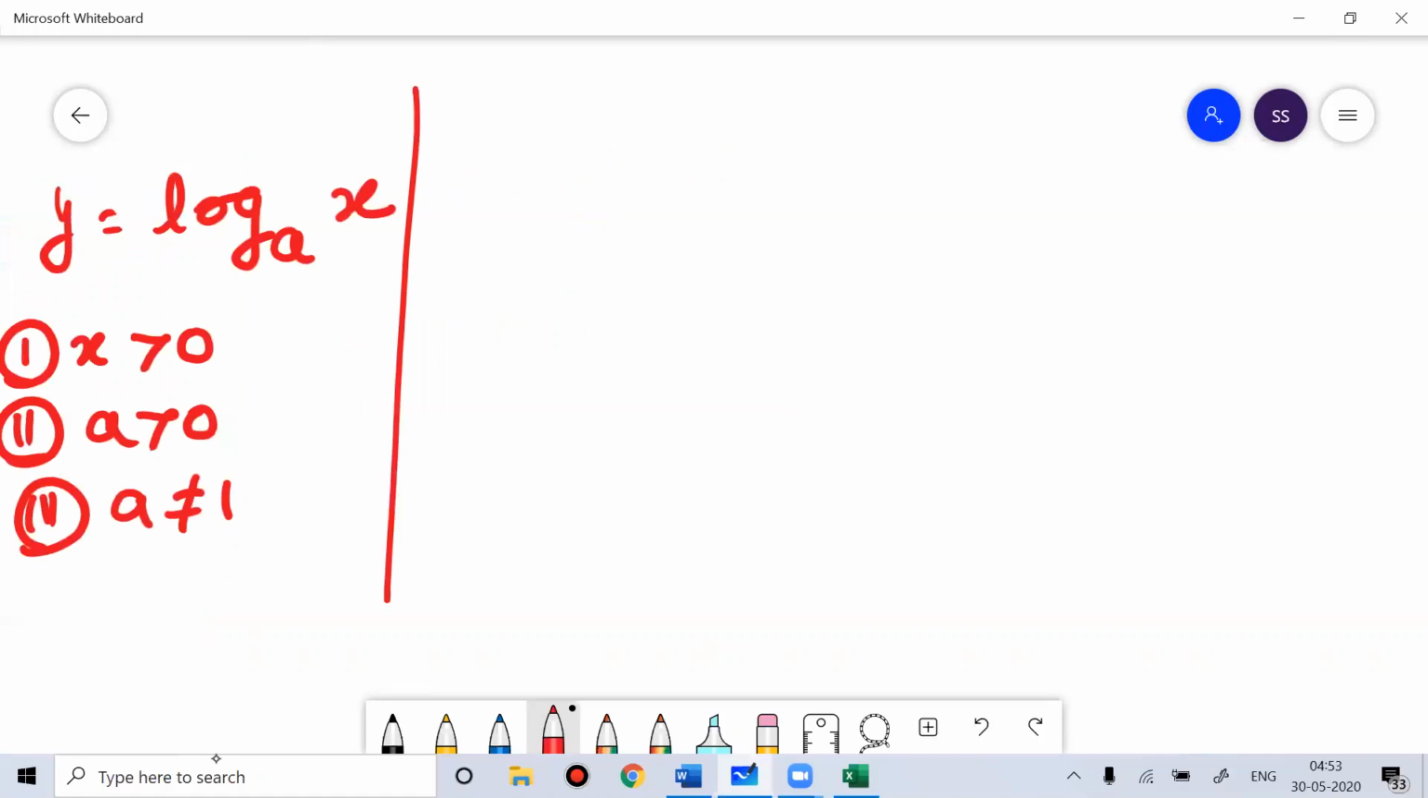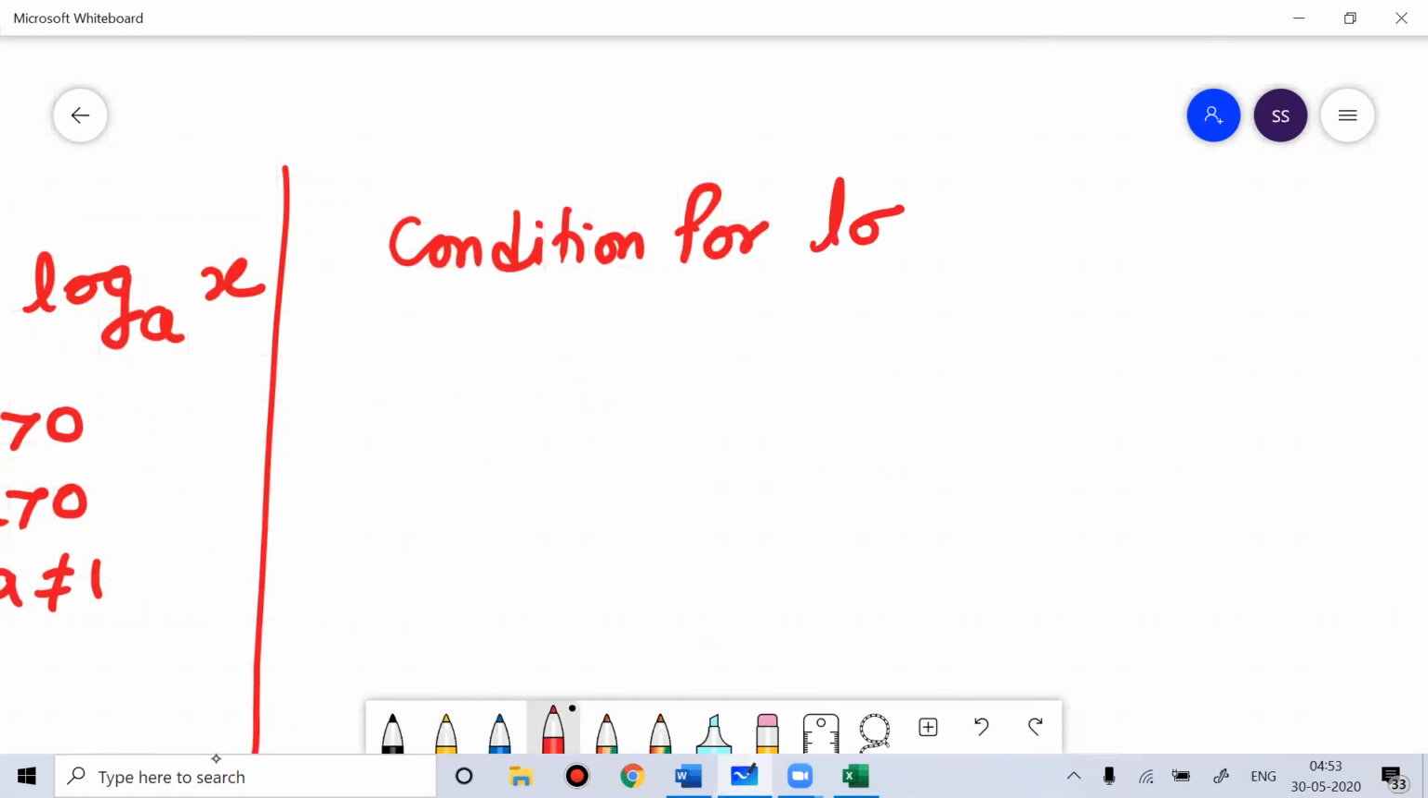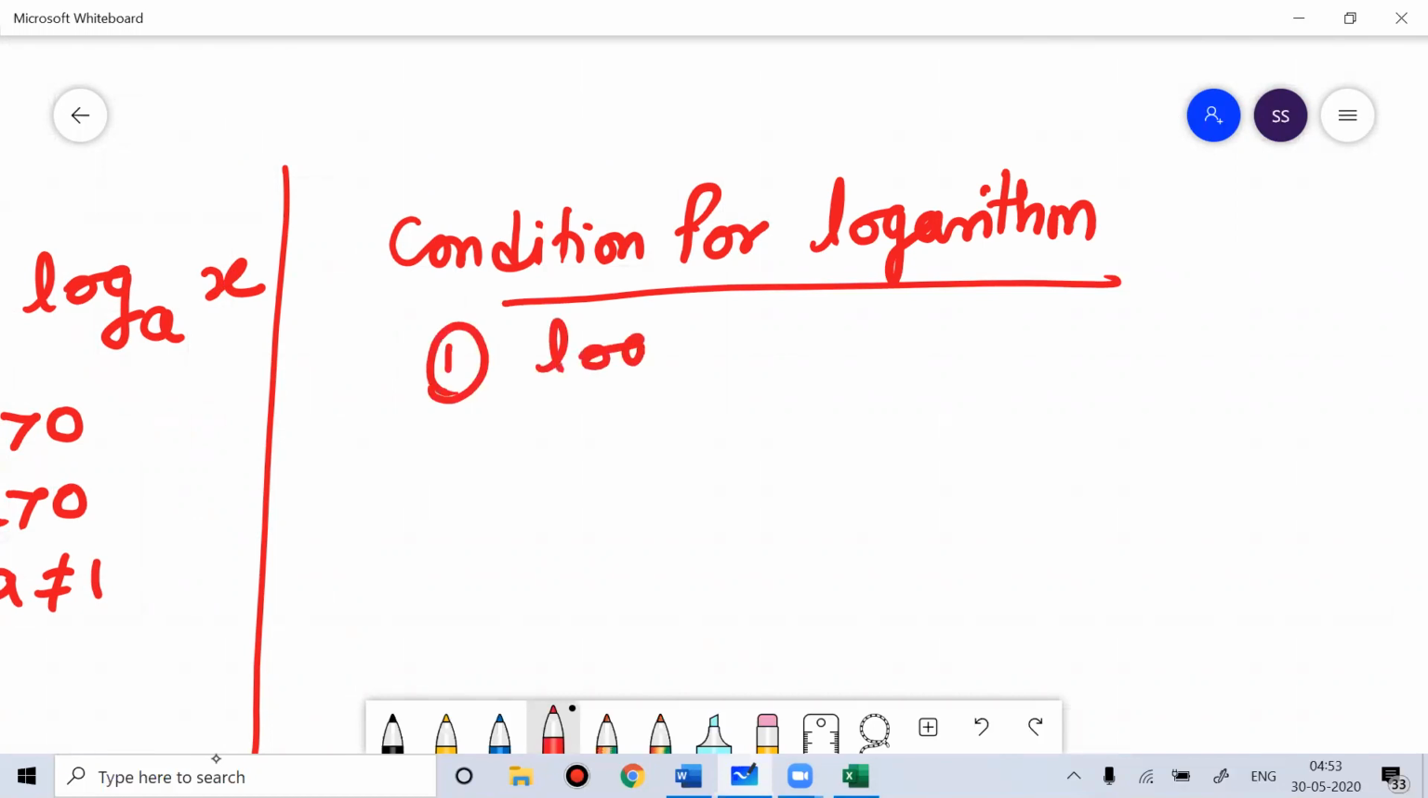So imagine if I ask you some questions, just for your practice, on the conditions for logarithm, to understand the conditions for satisfying the concept of logarithm. Suppose I ask you this question: log base x of x minus 1. Tell me the values of x which satisfy this expression.